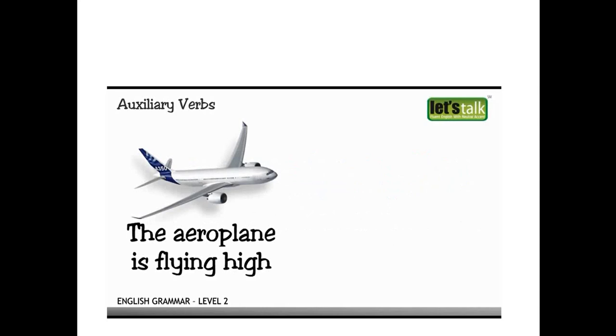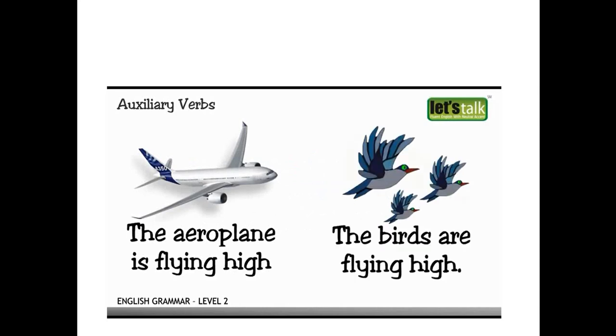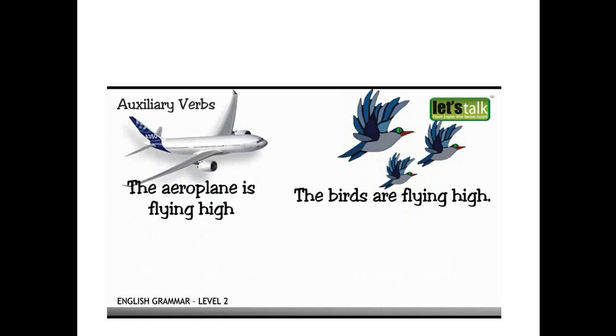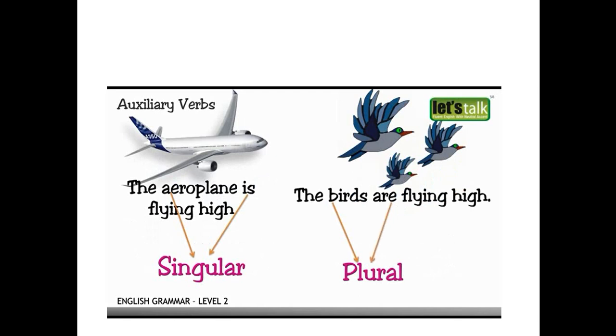Look at these examples. The aeroplane is flying high. The birds are flying high. Note, in the first example, the subject aeroplane is singular, so the auxiliary verb used is also singular. In the second example, birds is the subject, and it's plural, so a plural auxiliary verb is used.